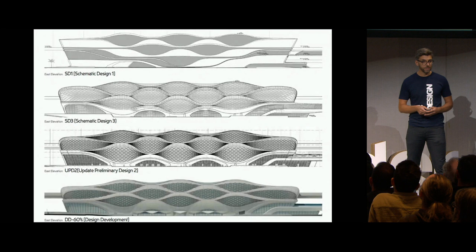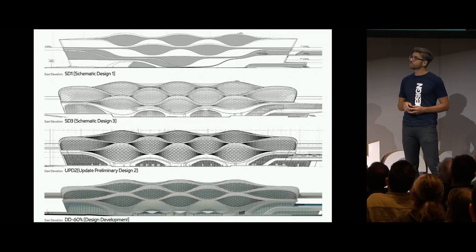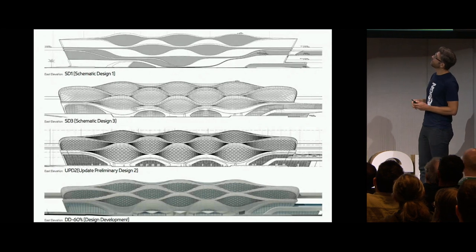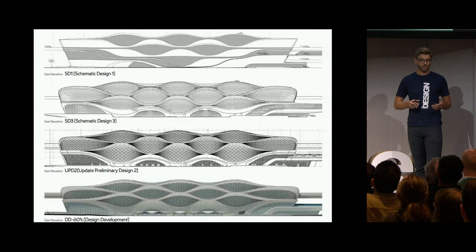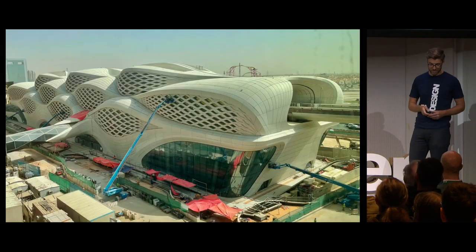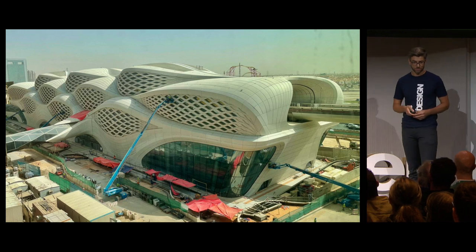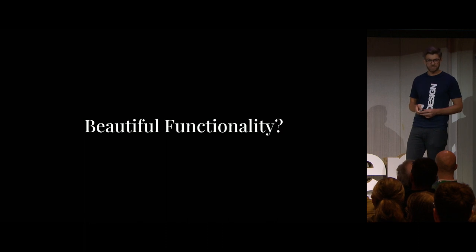This is another one. This is by Zaha Hadid Architects, and it's in Riyadh, Saudi Arabia. The first image on top is their winning competition entry, which looks great, but look where they got to with all the iterations. And it's actually almost built. So it's really fantastic. Is that what we call beautiful functionality?